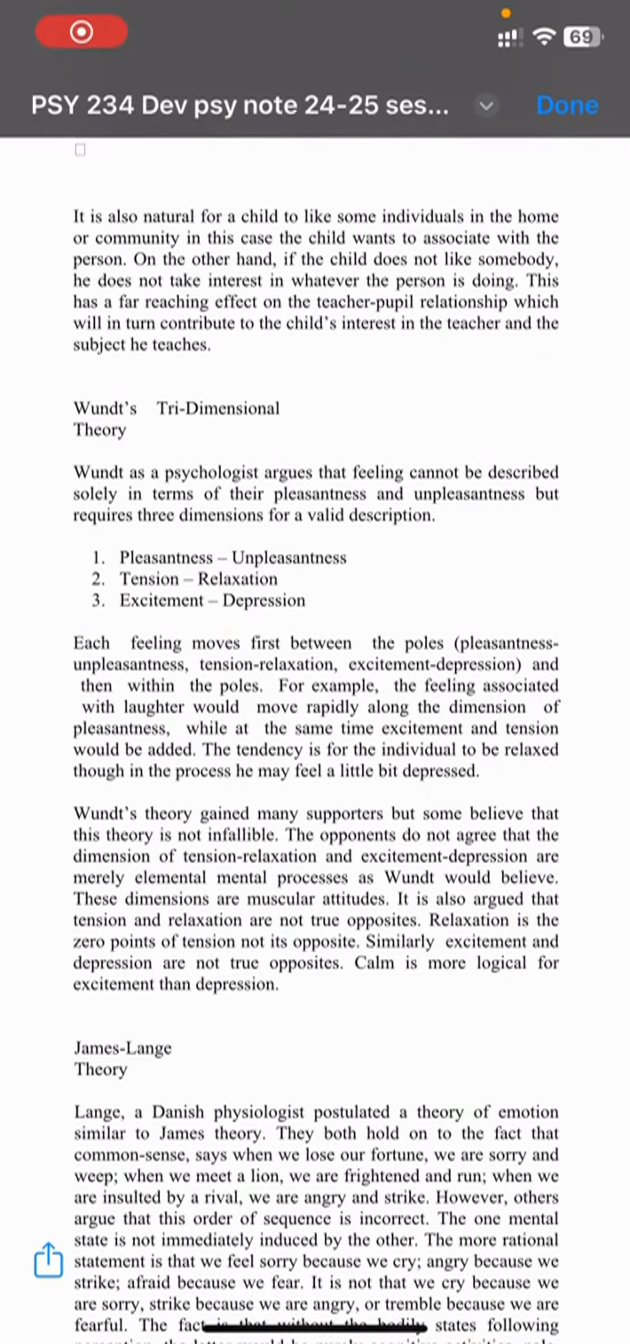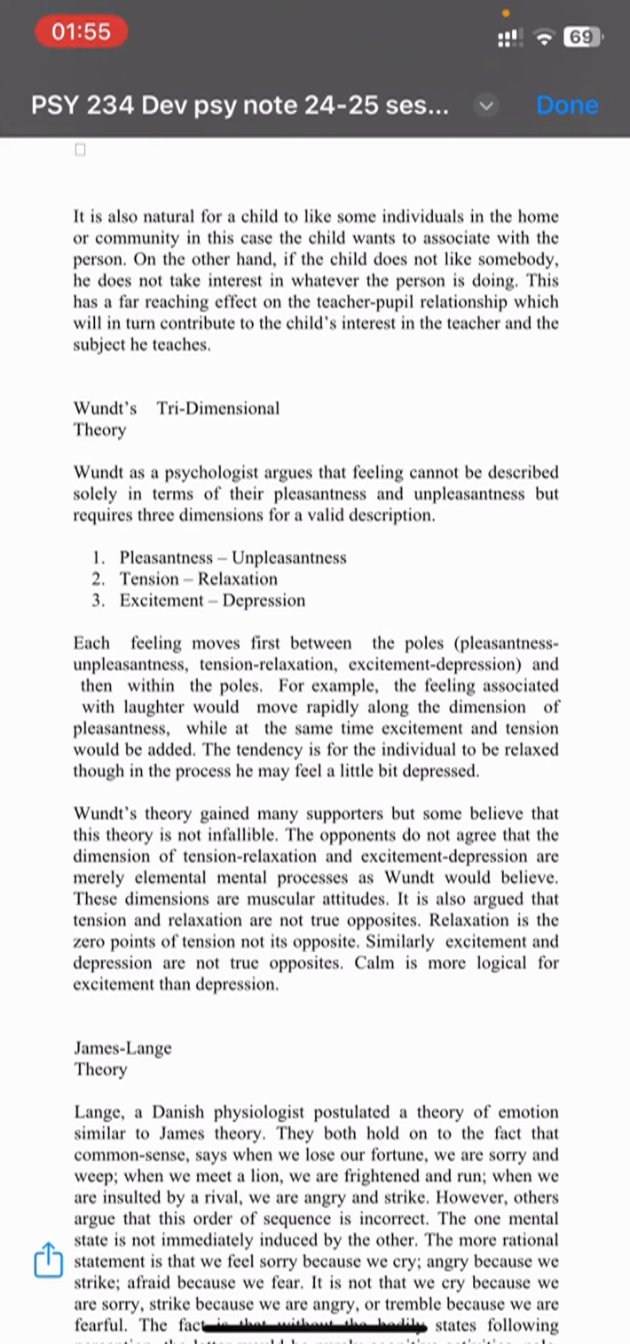Now, Wundt's tridimensional theory. Wundt, as a psychologist, argues that feelings cannot be described solely in terms of their pleasantness and unpleasantness, but require 3 dimensions for a valid description. Now, these 3 dimensions are pleasantness and unpleasantness, tension and relaxation, and excitement and depression. So what it is trying to say is every emotion or every feeling can be described using these 3 dimensions, and they cannot just be described solely with pleasantness and unpleasantness.